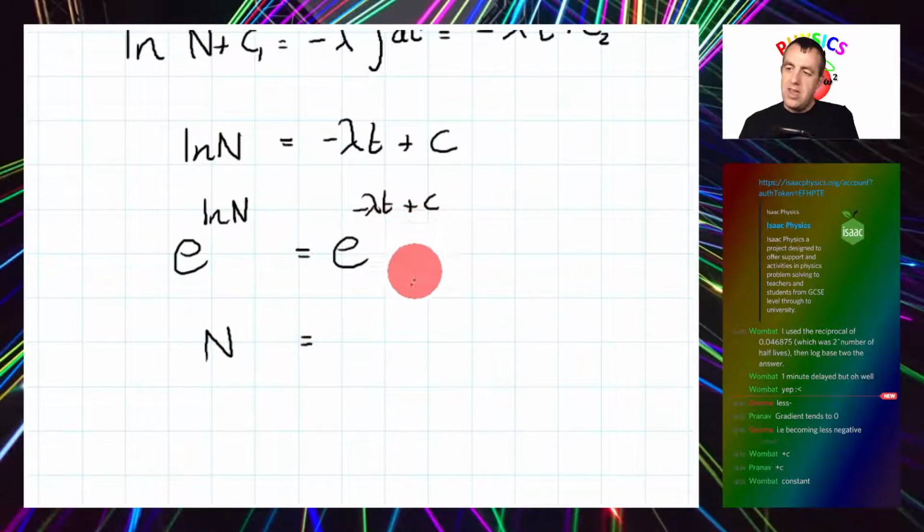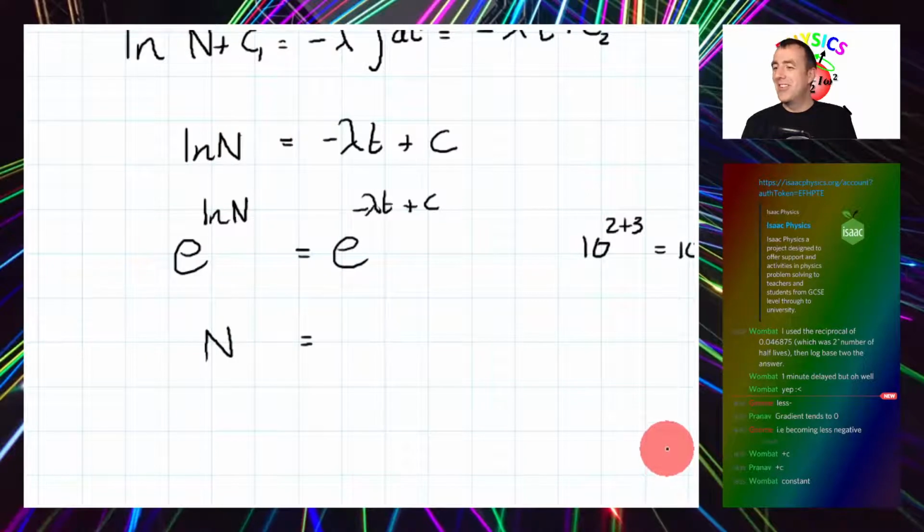And this part here can be split, because of the laws of logs. Look, 10 to the power of 2 plus 3 is equal to 10 to the power of 5. I'm not sure how that's actually helping. Which is the same as 10 to the power of 2 times 10 to the power of 3.